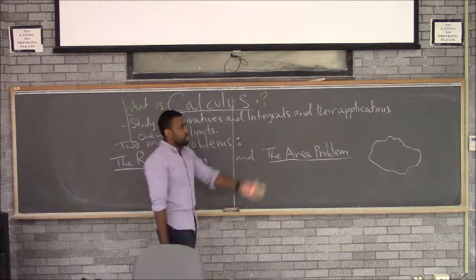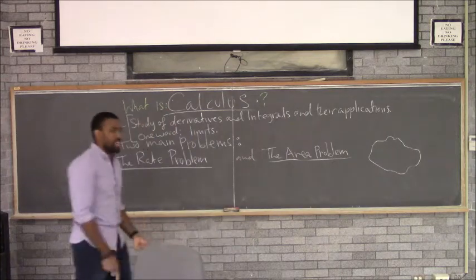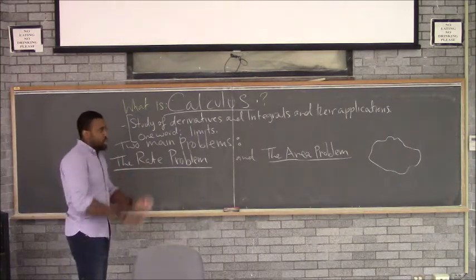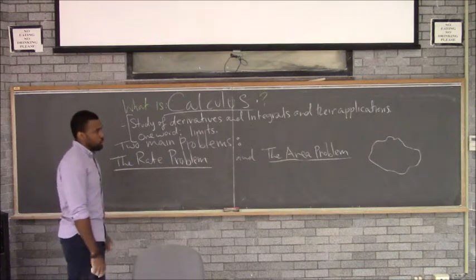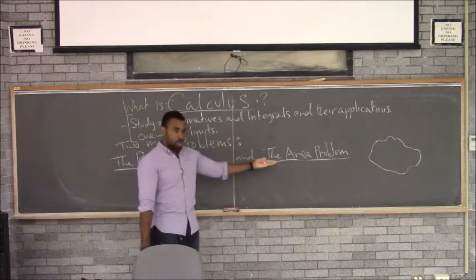Figuring out how much space something takes up, some irregular shape that it's not easy for you to have some formula. It's not like a circle or a rectangle or a trapezoid. Or things we have nice formulas for, just some irregular shape. We want to know how much space something takes up. This is called the area problem.